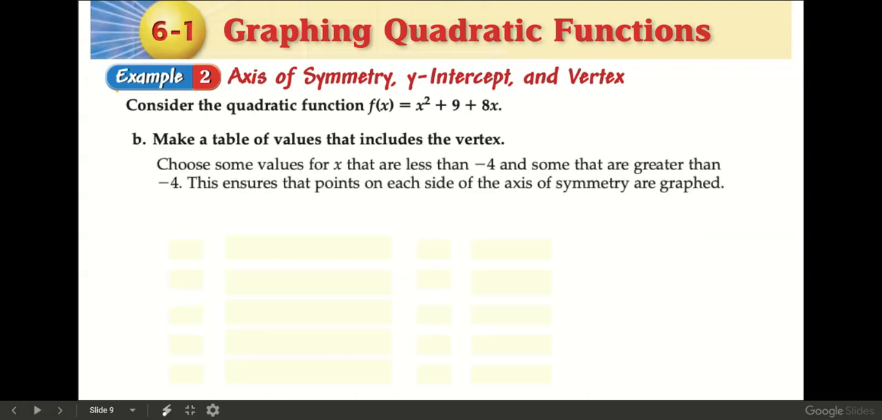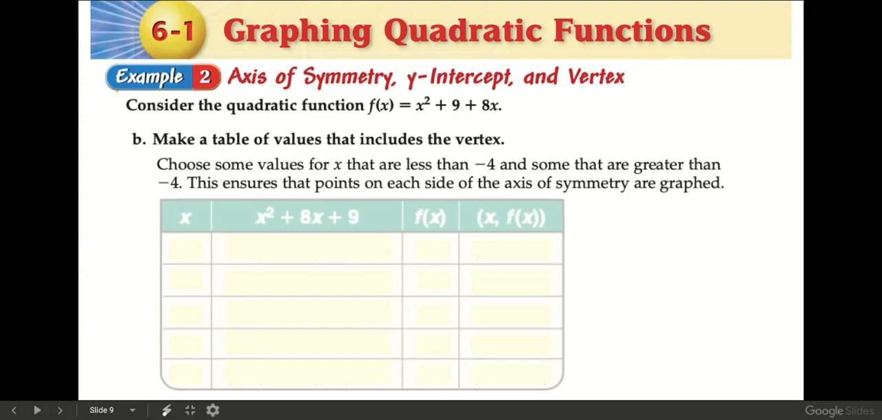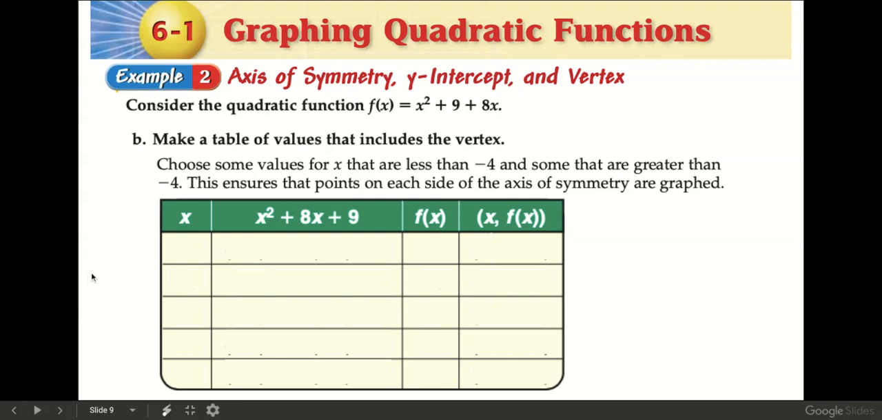Now we can make a table of values for our parabola. So we're going to choose some x values that are less than negative 4 and some values that are greater than negative 4, just because I know that negative 4 is where my vertex is going to be. If I choose some points on either side of it, it'll ensure that the points on each side of the axis of symmetry are graphed. So let's take a look. I pick negative 6, right? So if I put negative 4 here, negative 5, negative 6, and then I can put negative 3, negative 2.